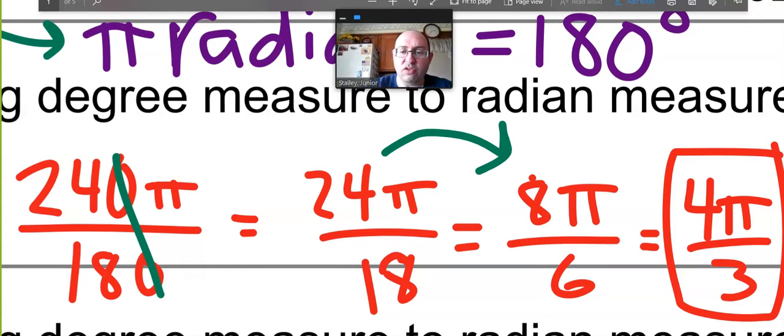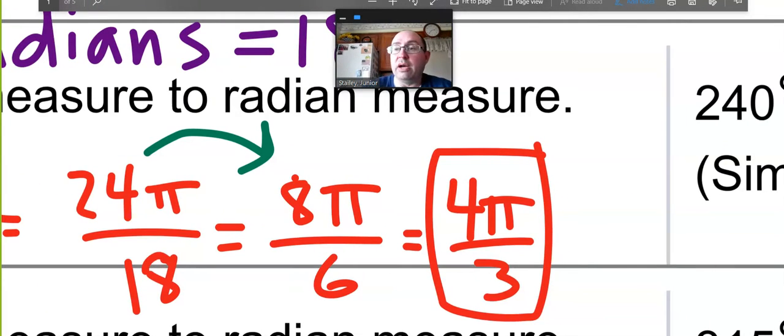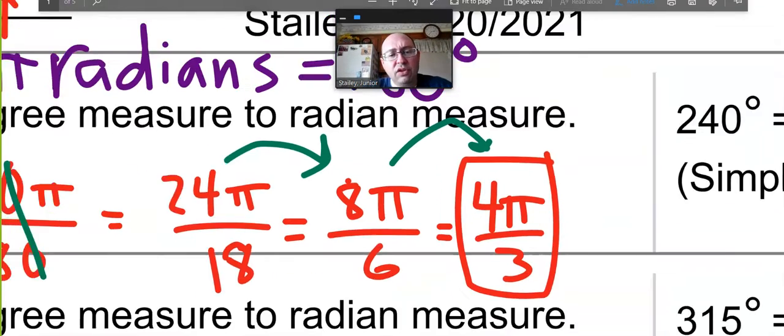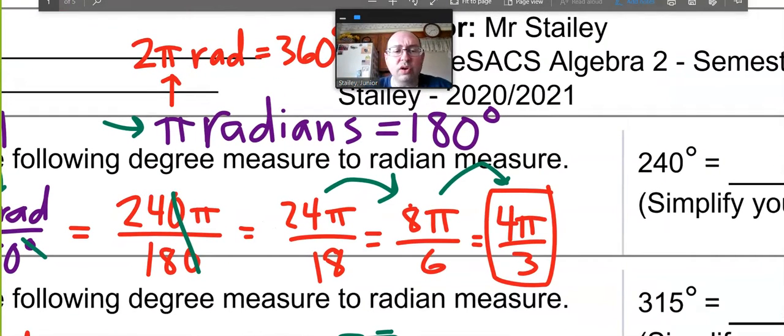In fact, here we're dividing by 3. You can see I divided the top and the bottom by 3. And then at the very end, I divided them by 2 to get to the final answer. Now, if you know how to go from 240 and 180 down to 4 and 3, let's say you knew 60 went into both of them, go for it. But if you don't, take it a step at a time until you get there.